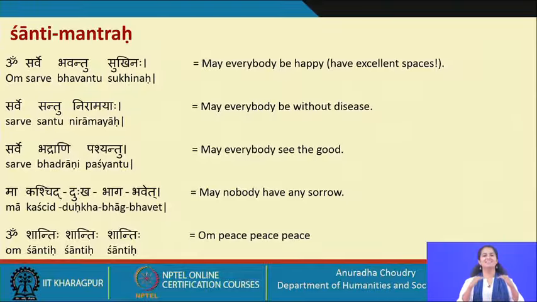Om Shanti Shanti Shanti. Peace three times for the three levels of our being, the physical, the subtle, and the ideal or the spiritual worlds. So I want you to repeat this after me.